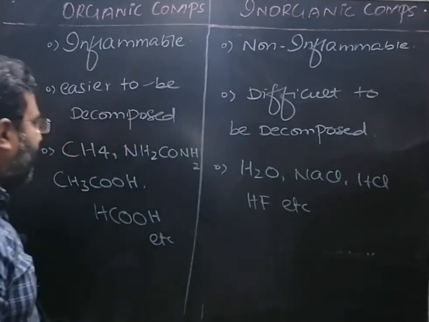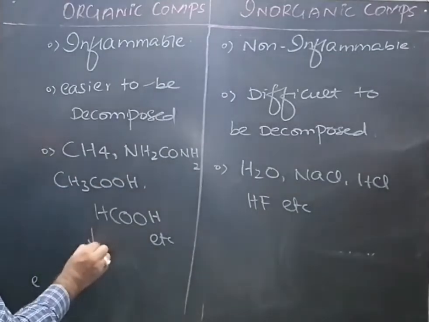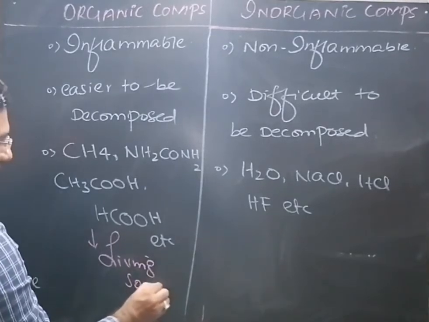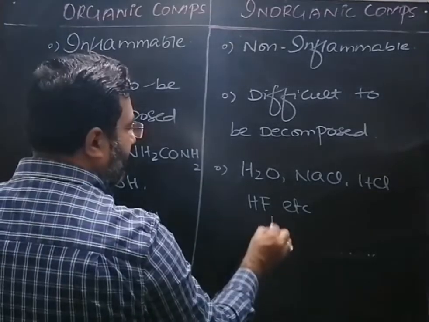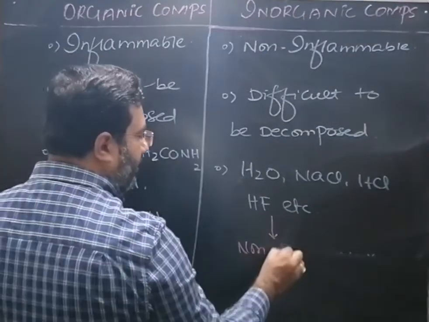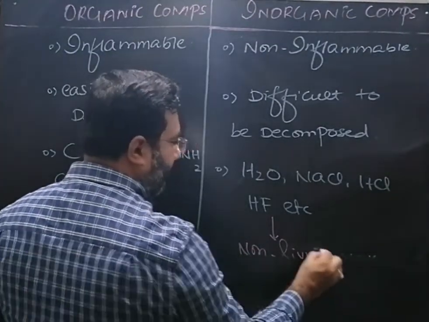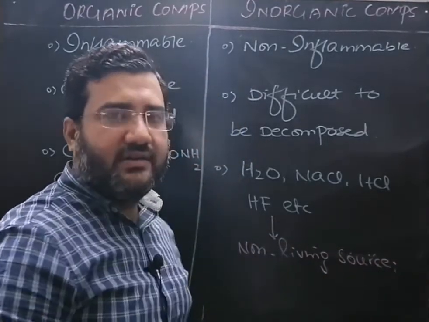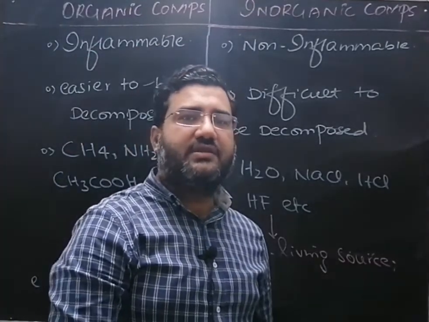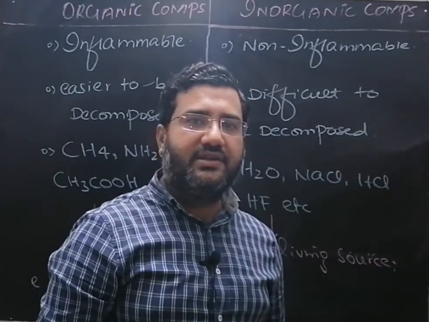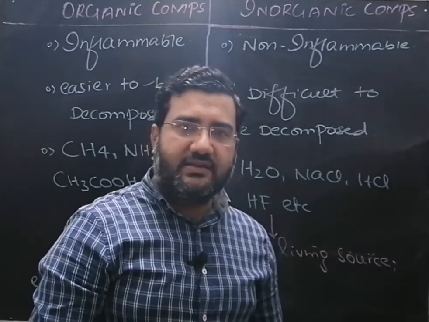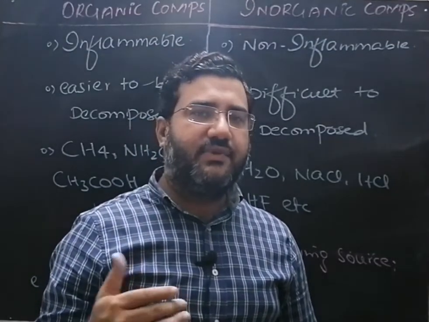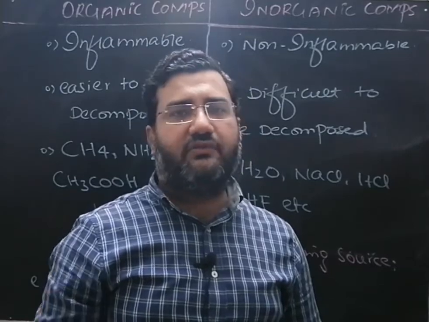etc. And keep in mind that most of the organic compounds are obtained from the living sources like plants and animals, but most of the inorganic compounds are obtained from the non-living sources like air, soil, water, especially sea water, rocks, etc. So the origin, the source of the organic as well as inorganic compounds are different from each other. This is about the difference between the organic and inorganic compounds, and it is very important, especially in the case of MCQs or for the short question.